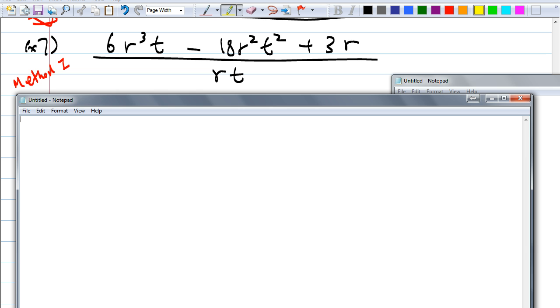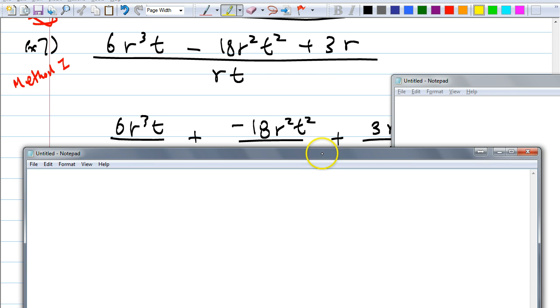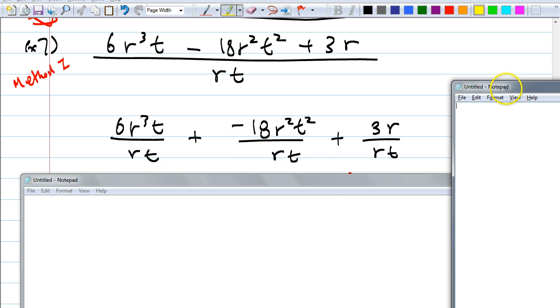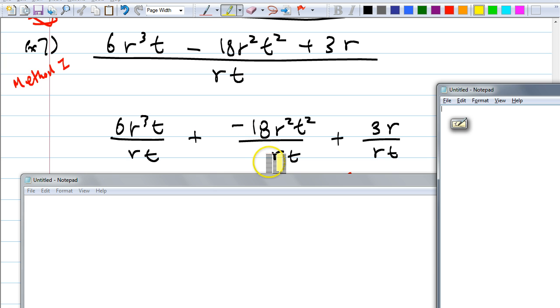So what would I do, Michael? If I'm just doing method 1, how do I separate this into 3 fractions? You get 6r cubed t over rt, minus 18r squared t squared over rt, plus 3r over rt. And so that's what I got. I actually changed everything to addition. Is that okay? Instead of writing subtraction, okay, that's fine.